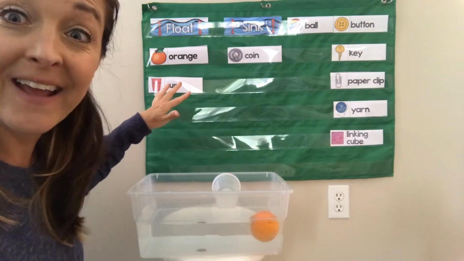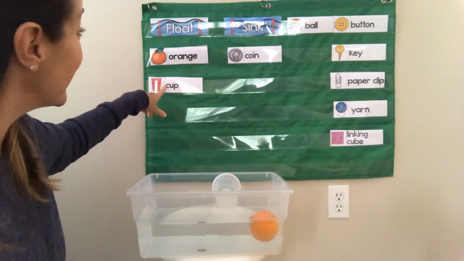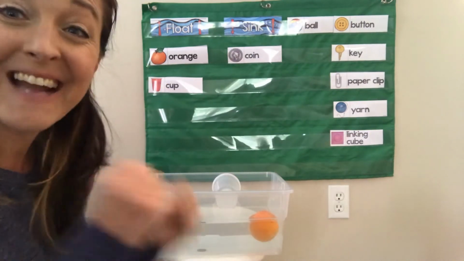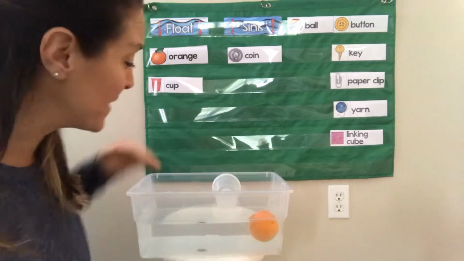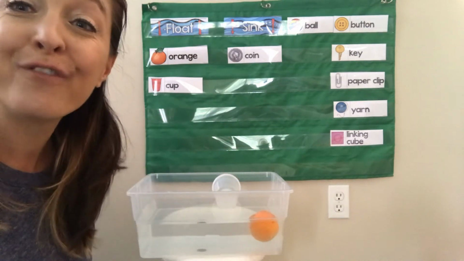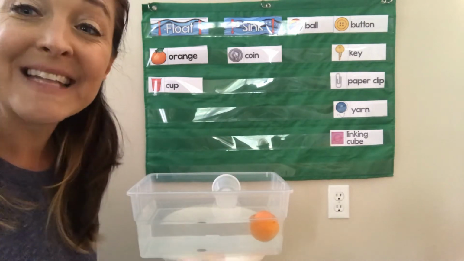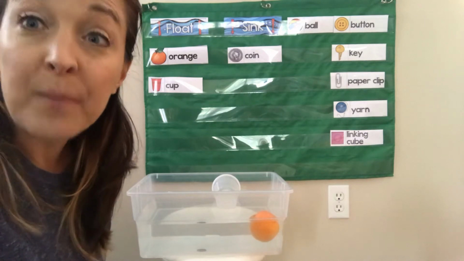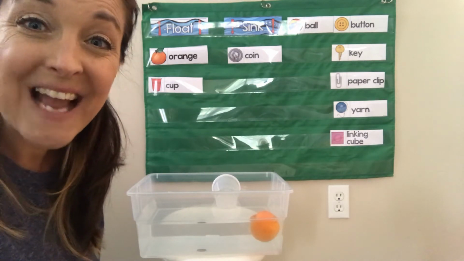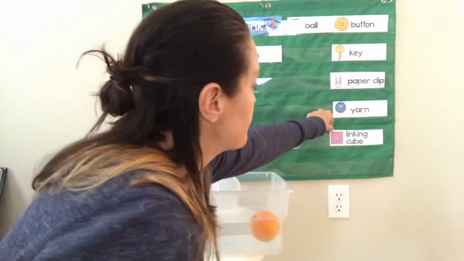What's it doing? It's floating! Good job! We got it right! Good job! The cup and the orange are both floating. We can say that a cup can float. Nice job! Let's get another one.